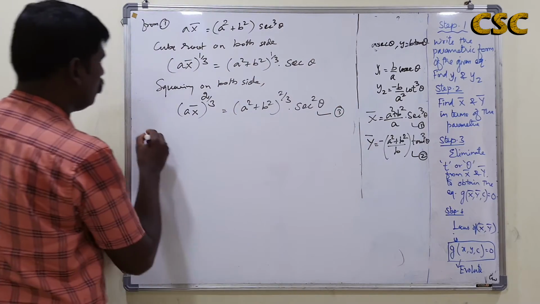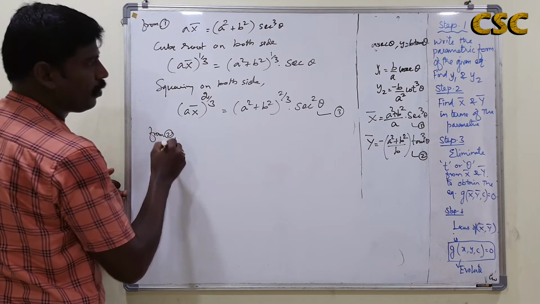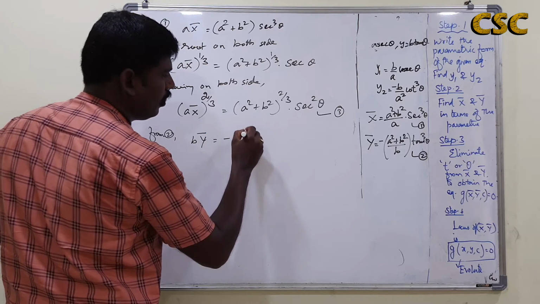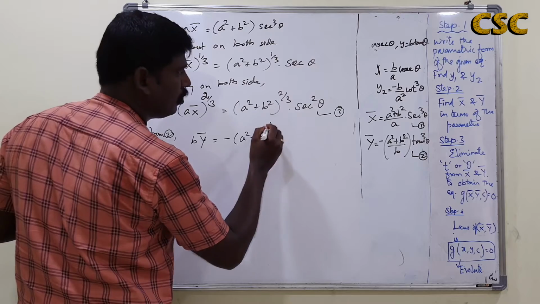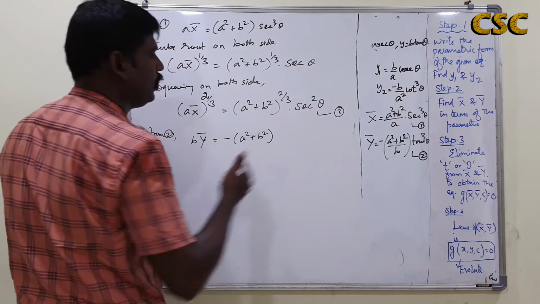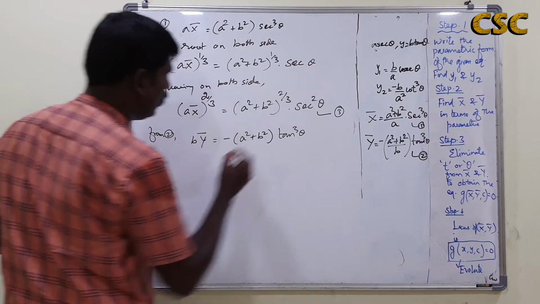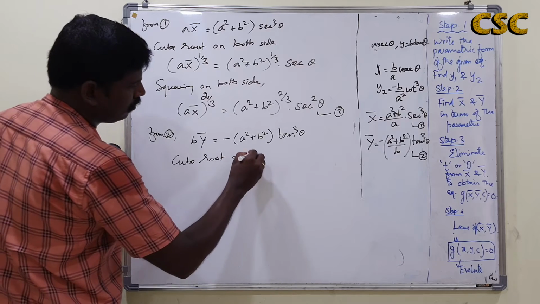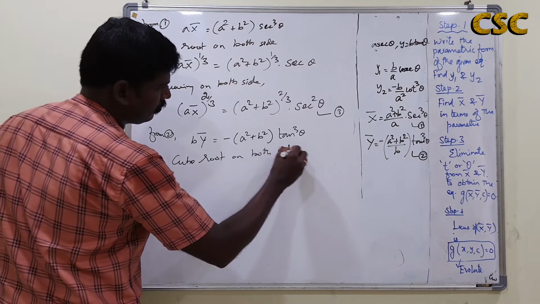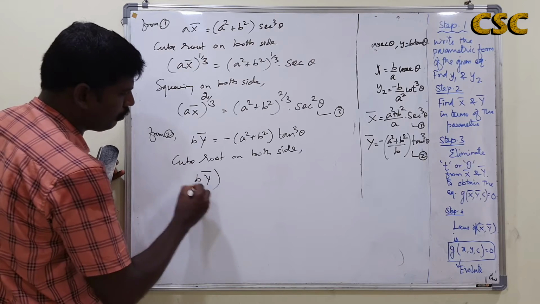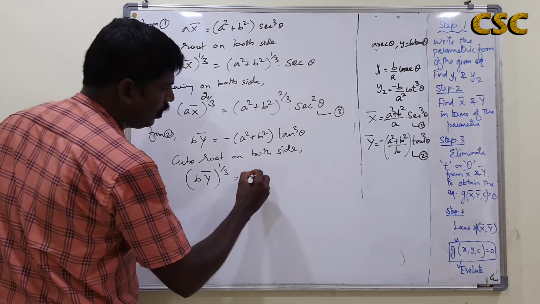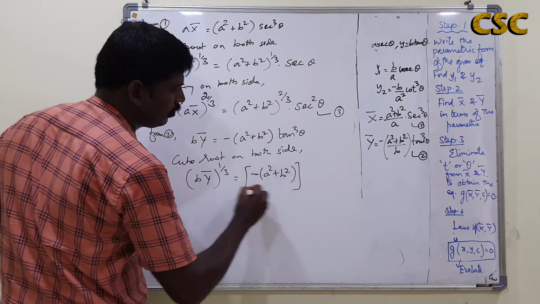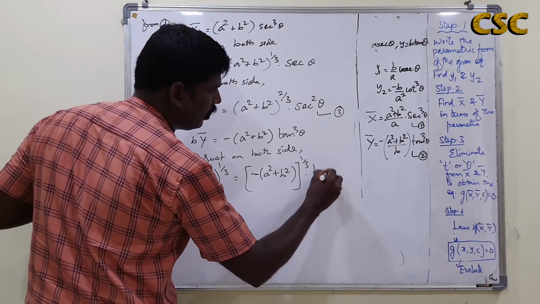Now from 2, take this b to the left hand side. So b y bar is equal to minus (a square plus b square) to the power of ... into tan cube theta, isn't it? Now as usual, taking the cube root on both sides. So (b y bar) to the power 1/3 is equal to minus (a square plus b square) to the power 1/3 into tan theta.